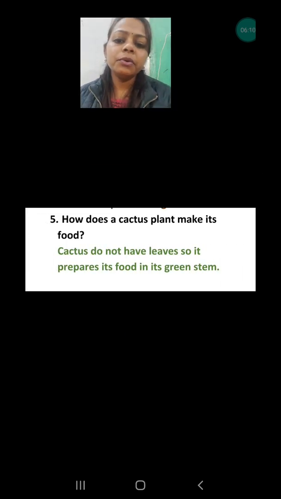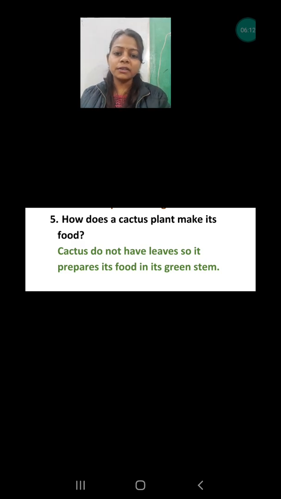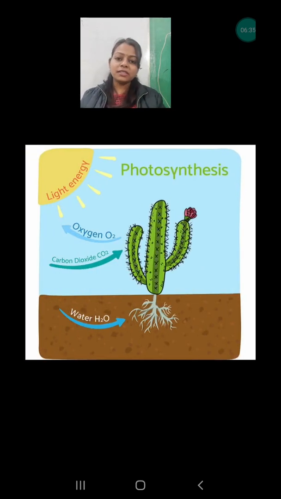Our question number 5 is, how does a cactus plant make its food? The question is asking this because photosynthesis occurs in the leaf, as the leaf is the green part in the plant, but a cactus doesn't have leaves, as you all know. So does it mean they are not doing photosynthesis? Then how do they survive and how do they look green? Obviously that means there is chlorophyll, but where is the chlorophyll present?